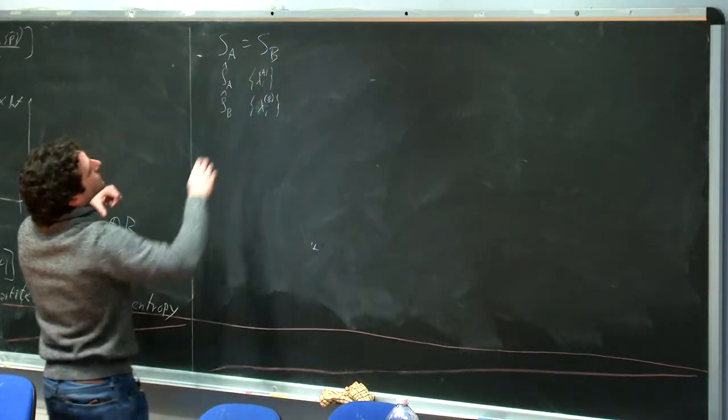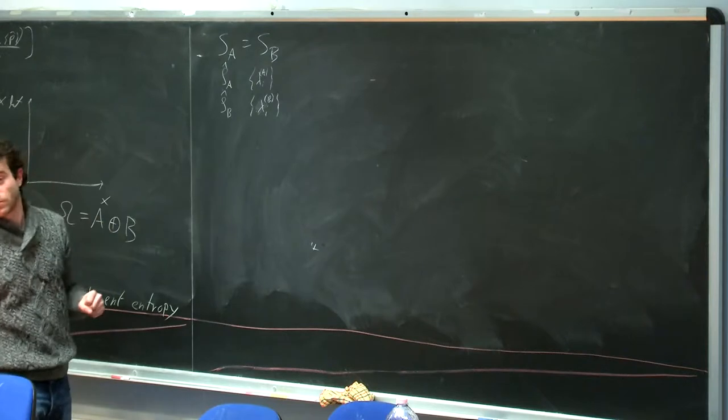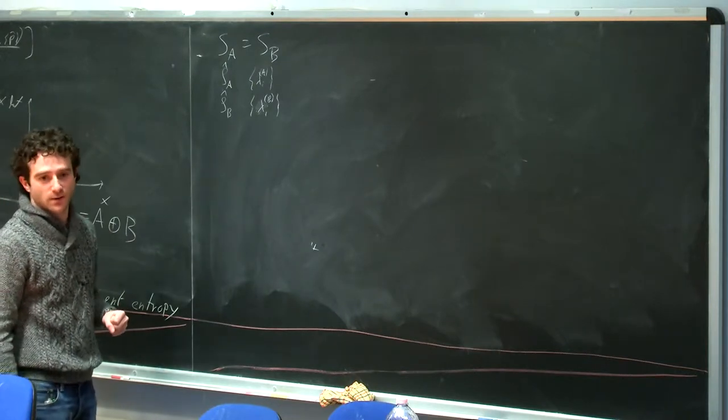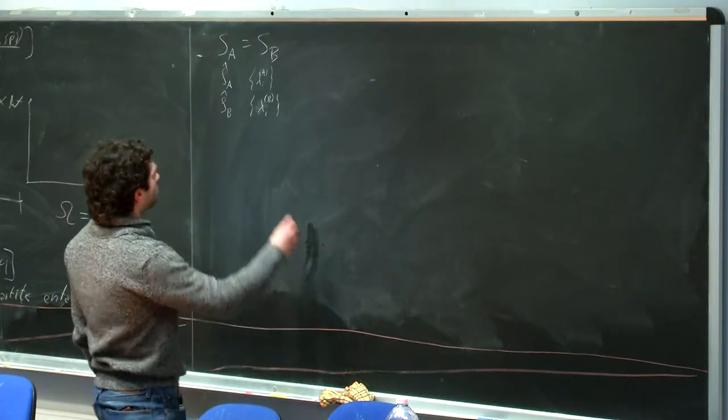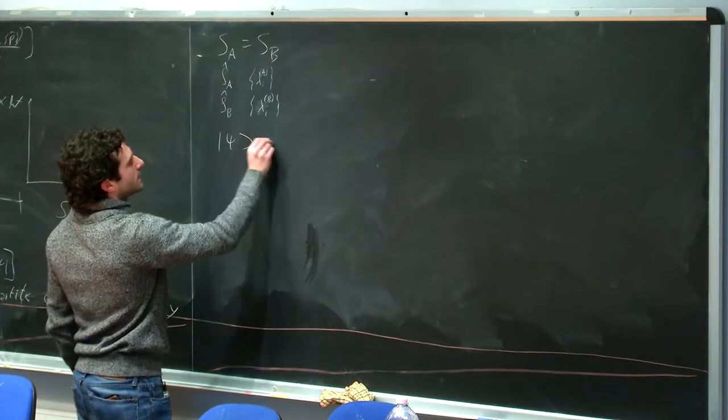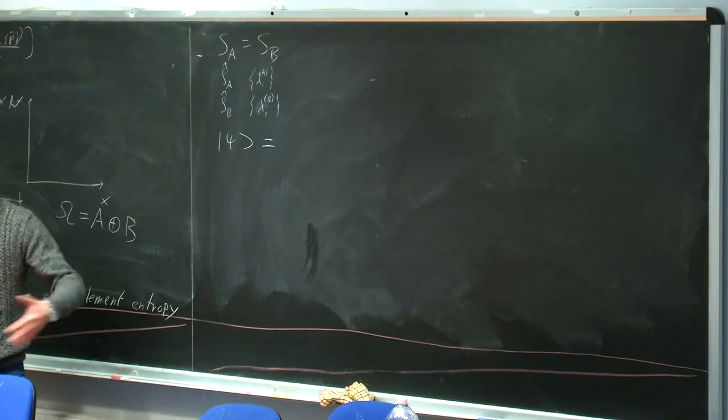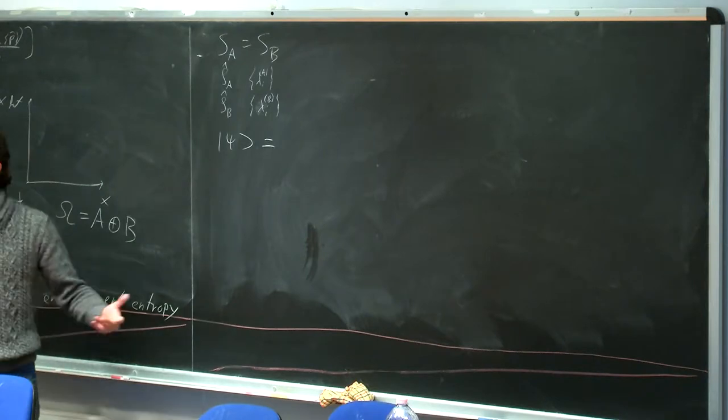Okay, let's prove that these two sets of eigenvalues are equal, apart from the zero eigenvalues. The idea is to write the initial state in a basis of our system.